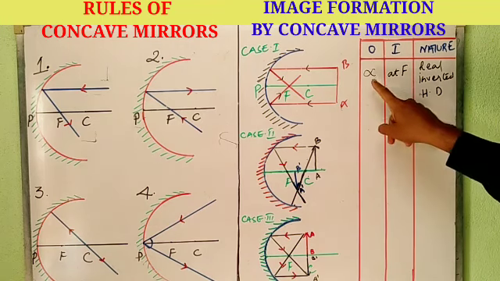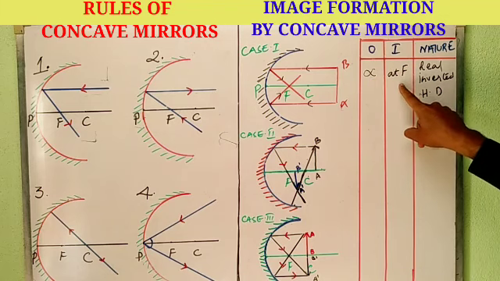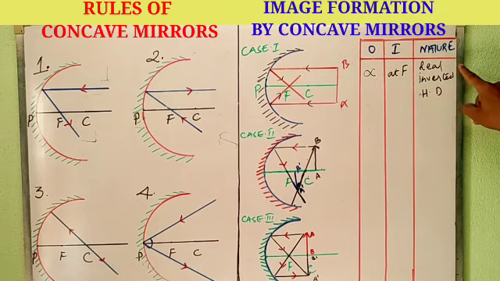So when the object is at infinity, the image is formed at focus. And what is the nature of the image? It is real, inverted, and highly diminished.